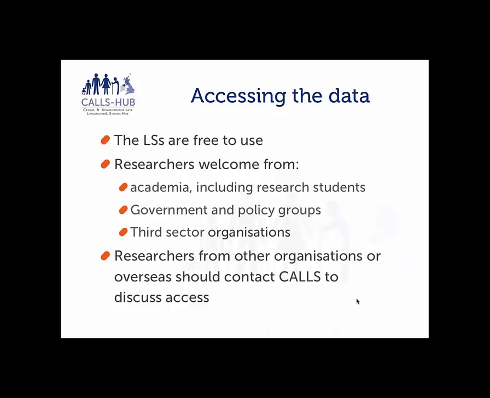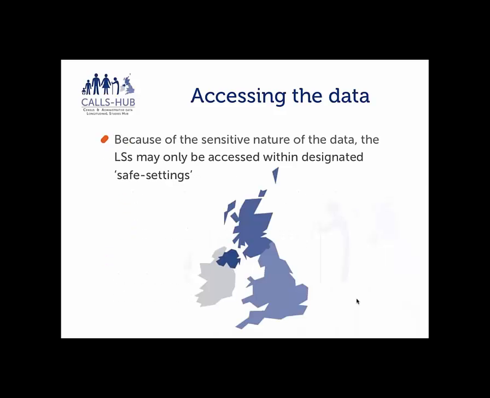To access the data then, the LSs are free to use. Researchers are welcome from academia, including research students, government policy groups, third sector organisations, research from other organisations, or if you're overseas, you should get in touch with CALS or the RSUs to discuss arrangements and whether it would be possible to access it. Because of the sensitive nature of the data, the LSs can only be accessed within designated safe settings. So in Scotland, that's in Edinburgh, the NILS is based in Belfast, and the ONSLS is accessed at the VMLs in London, Titchfield and Newport.